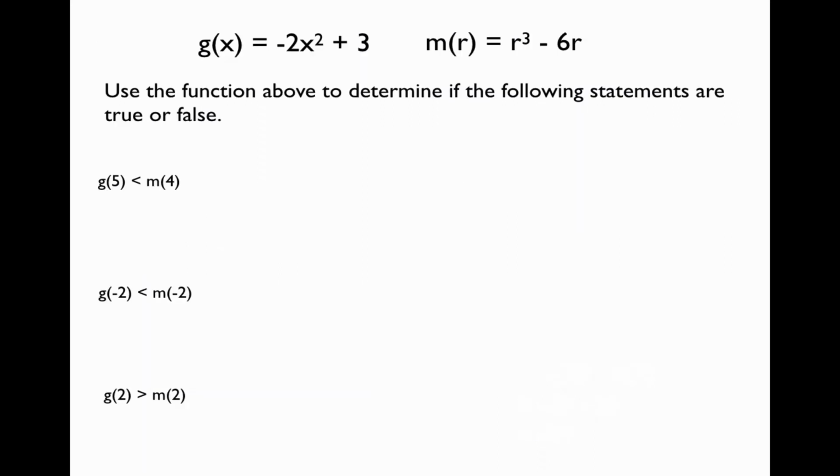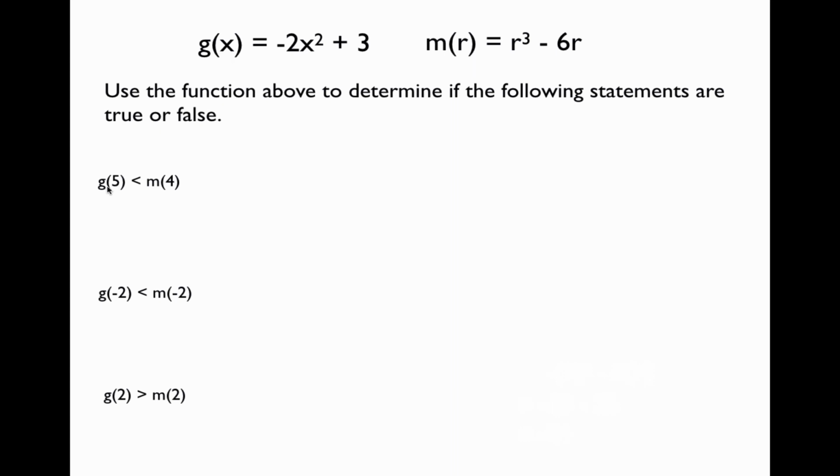So now what we're going to do is use functions, or compare functions. So what I'd like you to do is use the functions above to determine if the following statements are true or false. So here we have two functions, g of x is equal to negative 2x squared plus 3, and m of r is equal to r cubed minus 6r.